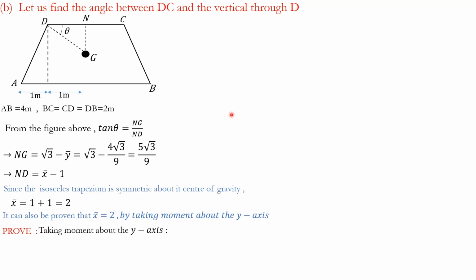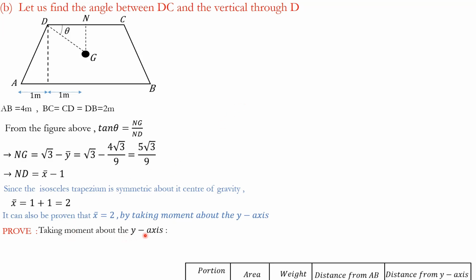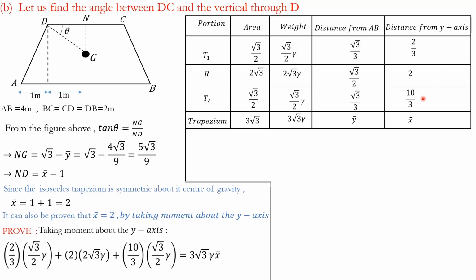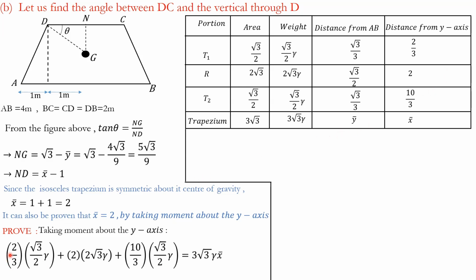Let us prove that. So if we take moment about the y-axis, obviously from the table we had, we are going to have the corresponding weights of the portions. That is, the sum of the moments of the portions about the y-axis is equal to the moment of the trapezium, which is actually the lamina, from the y-axis. So doing that, we are going to obtain this.